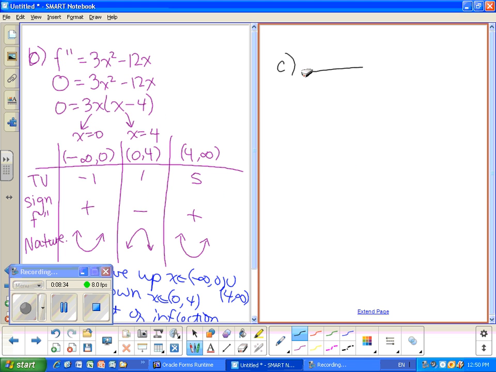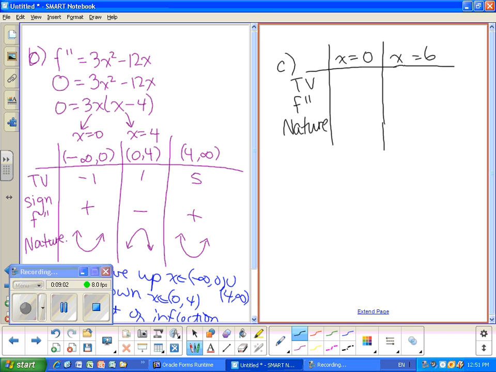So if you set up your table here, you can have a test value, but we are only testing 0 and 6, because those were our critical numbers back from part A. If we hadn't have done part A, you would have had to find f prime, set f prime equal to 0, and find these values. So we are figuring out the sign of f double prime, and we are figuring out the nature. That this is a point of inflection, and this is a local min.